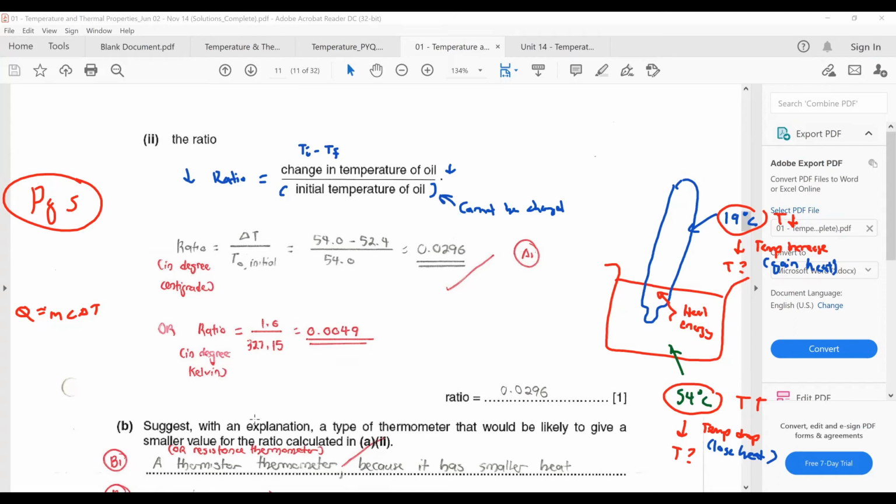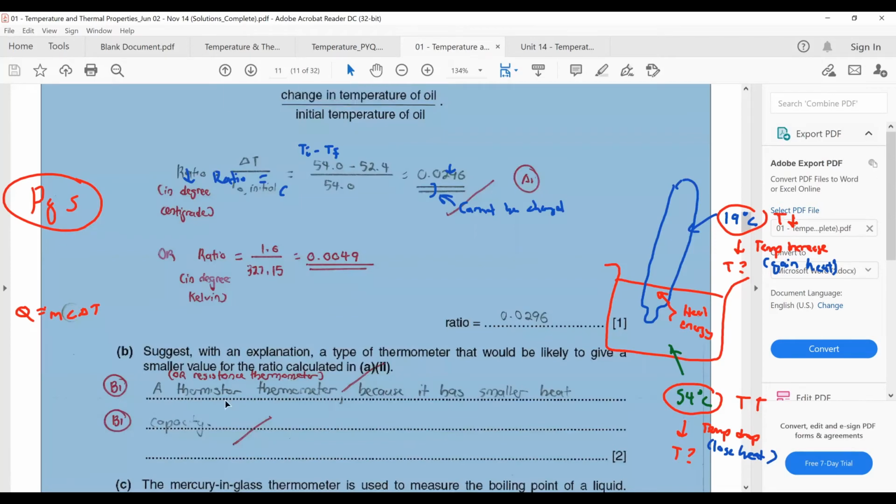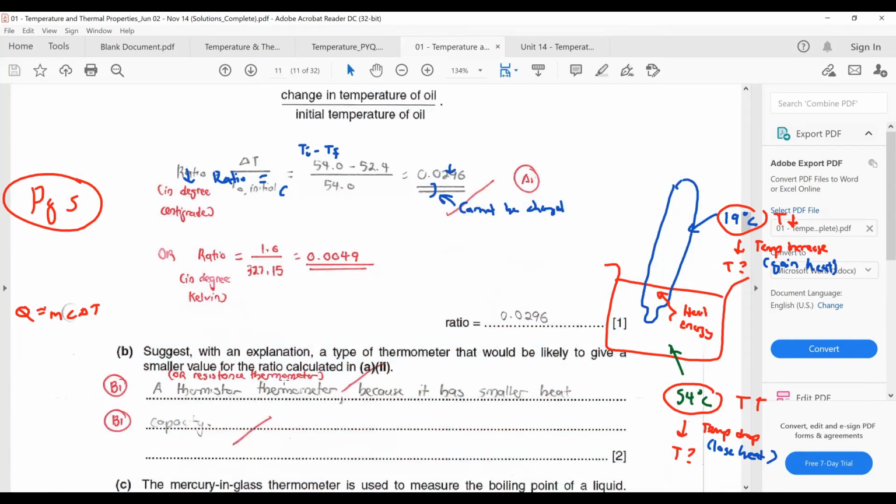Under what circumstances will you get a smaller change in temperature? You will need to use something with smaller heat capacity. So you would just say you can use a resistance thermometer or thermocouple. Alright, this is the old answer: using resistance thermometer. Yes, resistance thermometer also has more heat capacity, that's correct. But a thermometer with an even smaller heat capacity is your thermocouple. So you could just also change this to thermocouple.